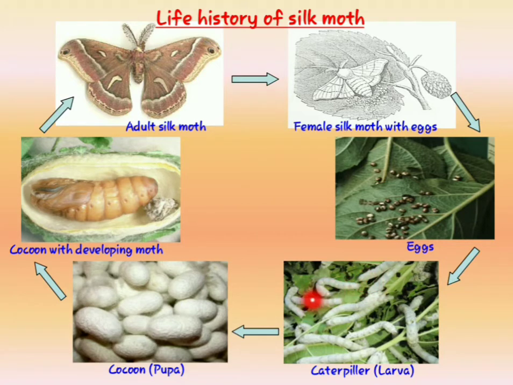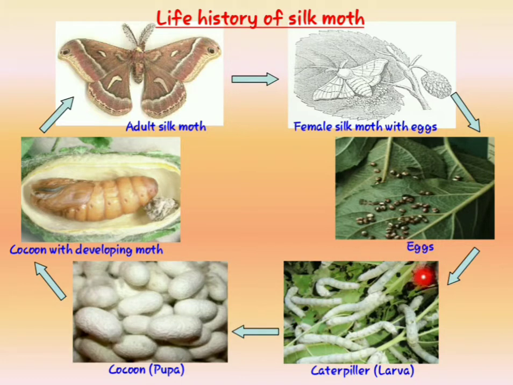There are different types of silkworms available. In your textbook it is given that there is eri silk, kosa silk, muga silk. But in India most of the people rear the mulberry silk moth. That's why we have to provide mulberry leaf to this silkworm larva.